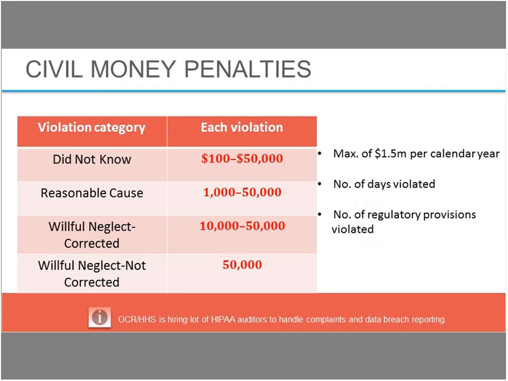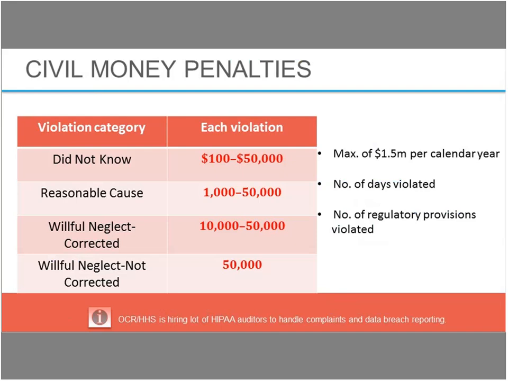So depending on the category that you fall under: you didn't know there was a data breach, or you had reasonable cause to believe that there was a data breach because some patient called you saying that their credit card number seems to be used outside as well, and the last place they used it is at your facility, or it was willful neglect because people have reported and you didn't do much but still corrected it, or willful neglect not corrected. Depending on the category the covered entity or business associate falls under, the violation amount is going to be decided.